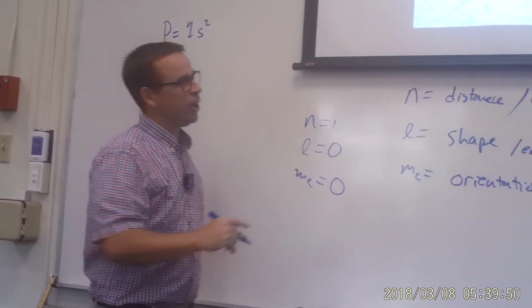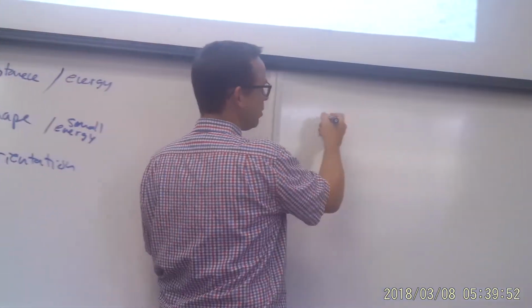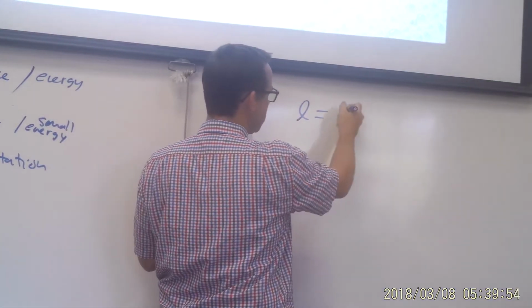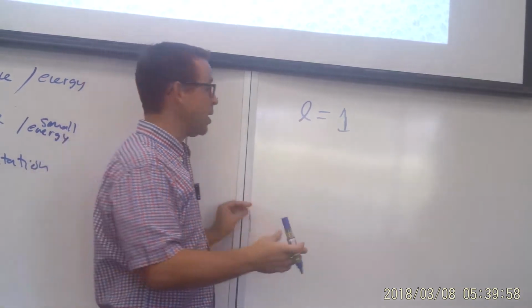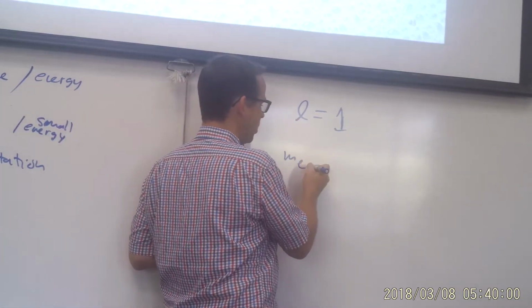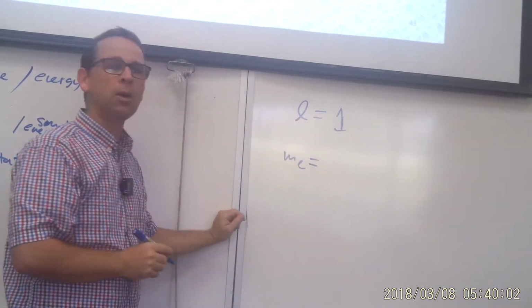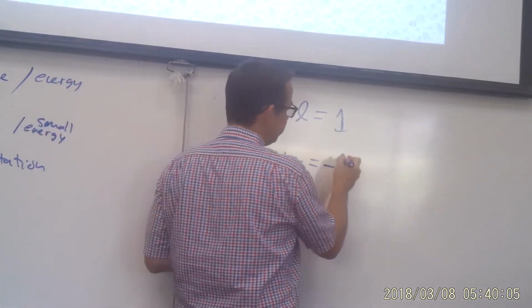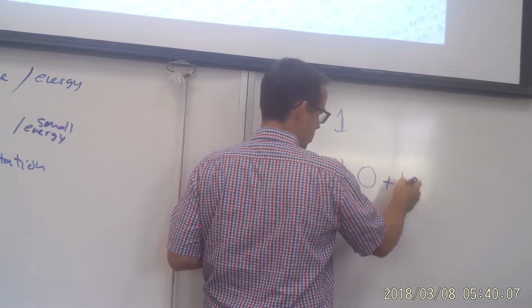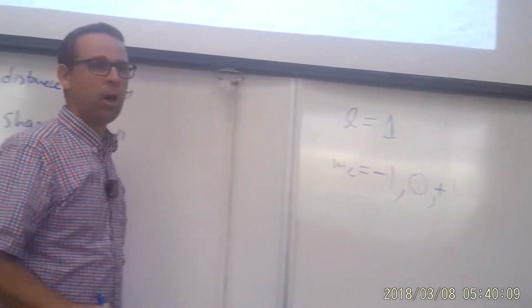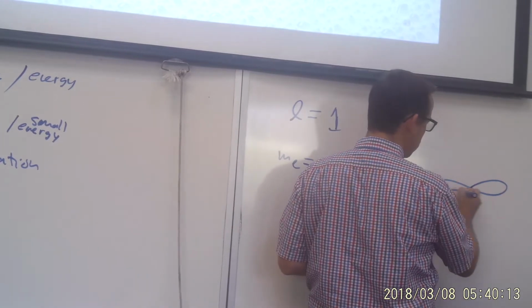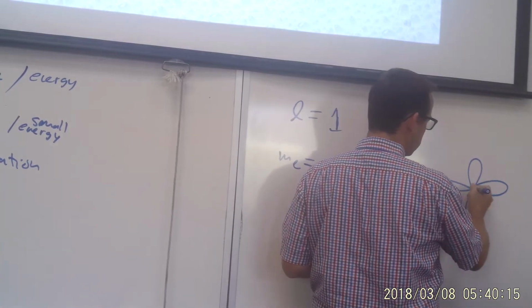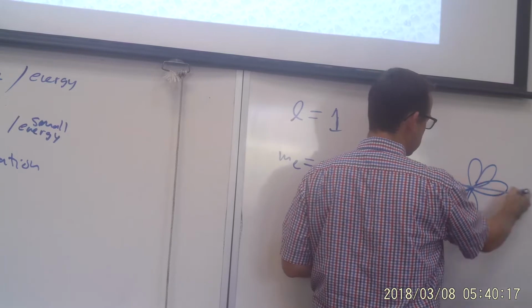However, for L equals 1, we're talking about our p orbitals now, right? L equals 1, p orbitals can be oriented different ways, and what are the possible m sub L values when L equals 1? Negative 1, 0, and positive 1, right? All of those represent or correspond to the p orbitals going on the x, y, and z axis, right?